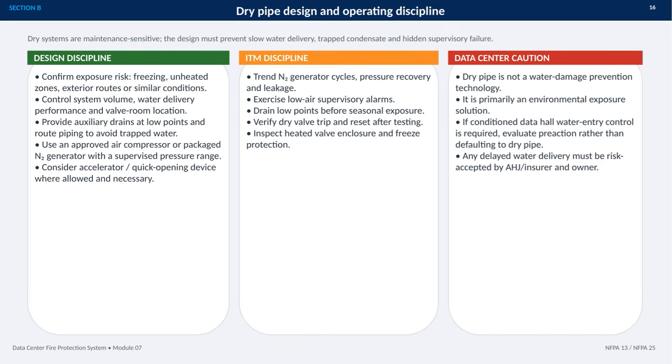The ITM program should trend nitrogen cycles, pressure recovery, and leakage, while routinely testing low-air alarms. Seasonal draining, dry valve trip and reset verification, and inspection of the heated valve enclosure are essential. Finally, dry pipe is not a water damage prevention strategy. It addresses environmental exposure. Where water entry in a conditioned data hall is the concern, evaluate preaction, and have any delayed delivery risk accepted by the AHJ, insurer, and owner.